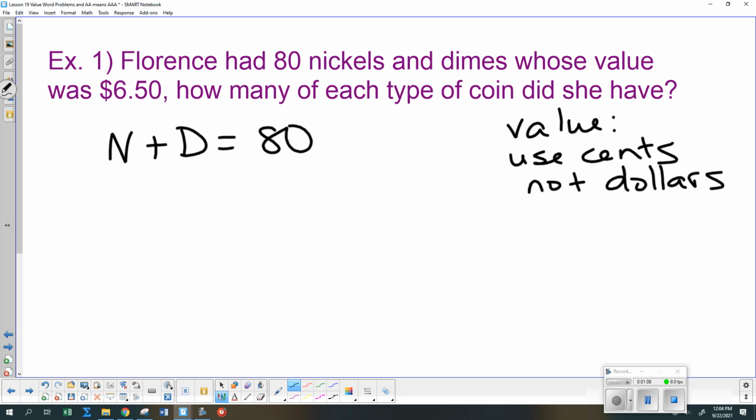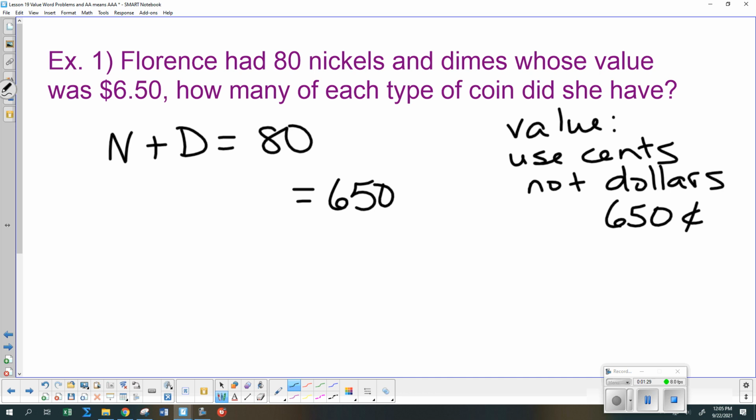So the $6.50 means 650 cents. And that's how we're going to set these up. So we're going to say that if we figured up what all of those nickels were worth and all those dimes were worth, we'd have 650 cents.